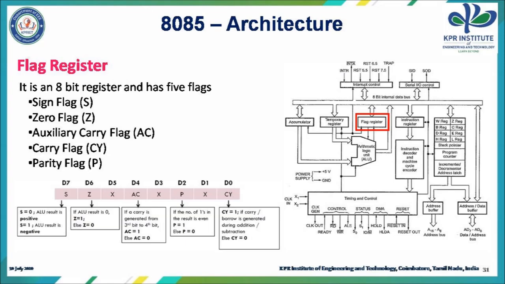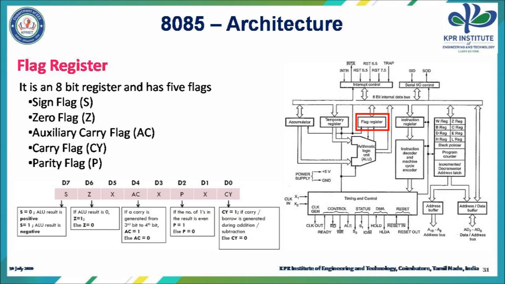The D0 bit is used as the carry flag. If the carry flag is equal to 1, it means that a carry is generated during any arithmetic operation. If the carry flag is equal to 0, then it means no carry is generated. The D1 bit is not used. Then D2 is used for parity. If P is equal to 1, it means that the result of any arithmetic or logical operation has even parity, and if P is equal to 0, then it has odd parity.